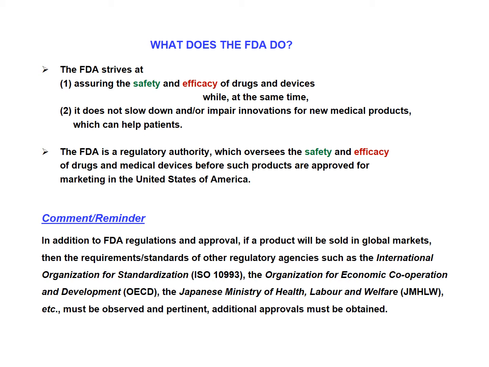Examples of such regulatory agencies are the following: the International Organization for Standardization, the Organization of Economic Cooperation and Development, the Japanese Ministry of Health, Labor and Welfare, etc. The requirements and standards of these organizations must be observed, and pertinent additional approvals must be obtained if the particular biomedical device will be sold in global markets.